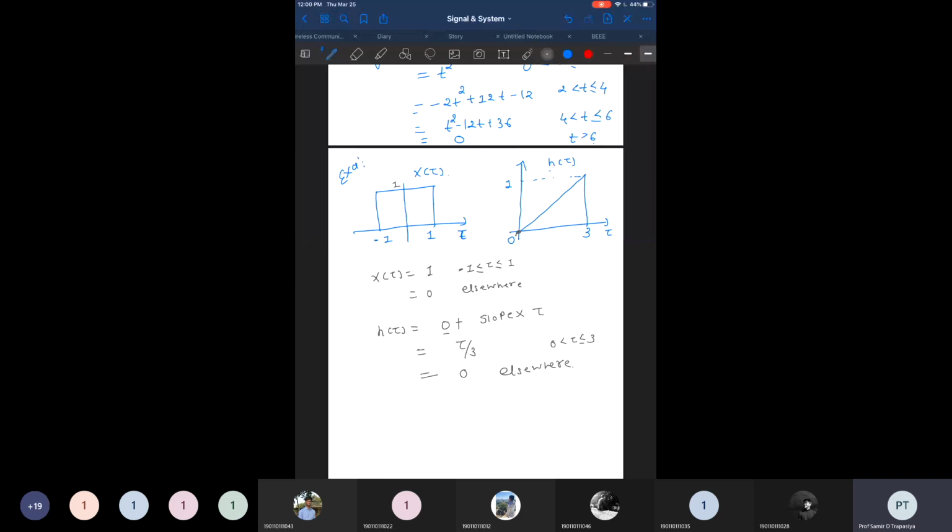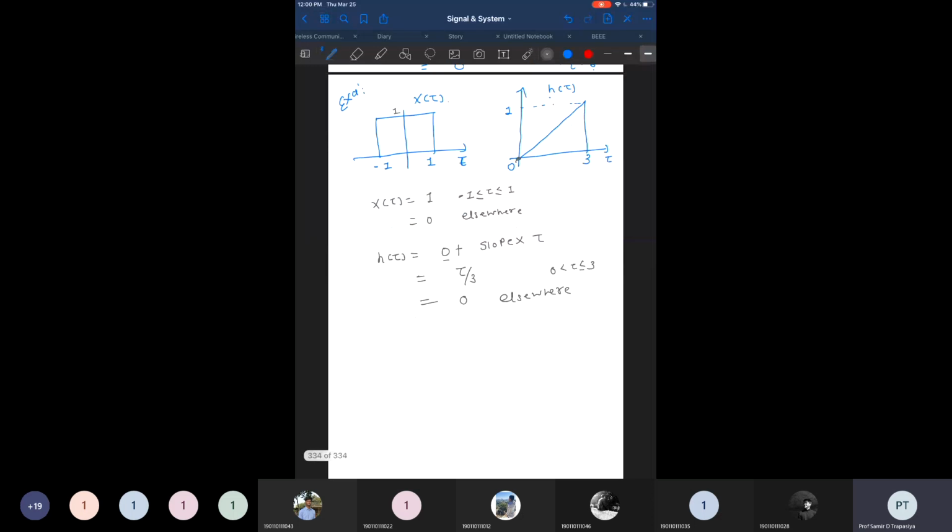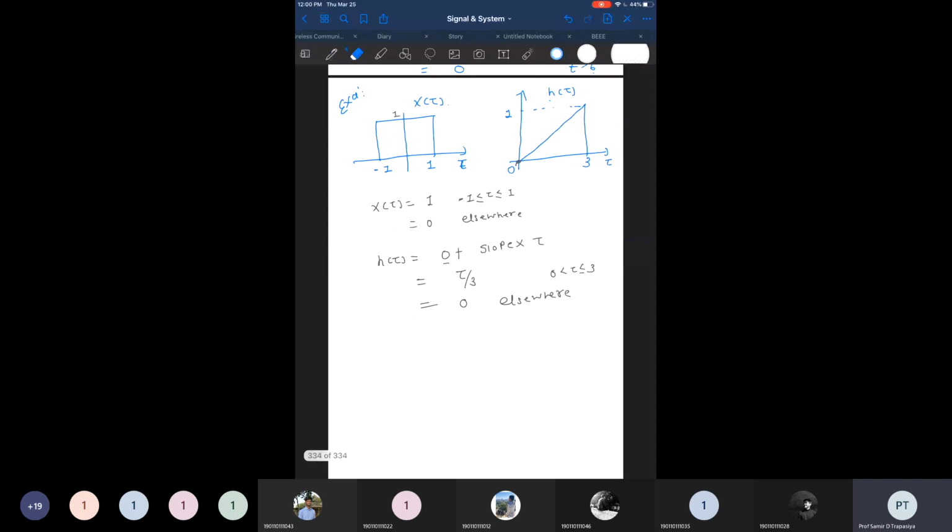First we are going to find h of minus tau. So here, at this point, this is h of minus tau. It is actually valid like this. This is the minus 3 point, and this point is, sorry, it's not like that.